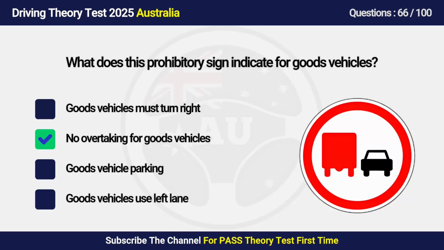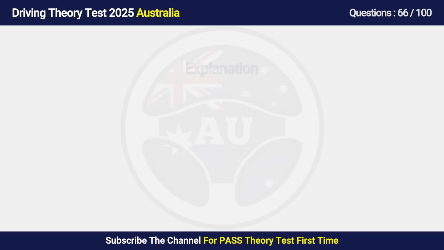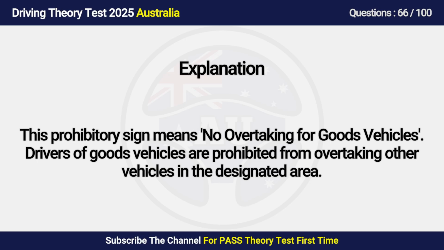Answer is B. No overtaking for goods vehicles. This prohibitory sign means no overtaking for goods vehicles. Drivers of goods vehicles are prohibited from overtaking other vehicles in the area.